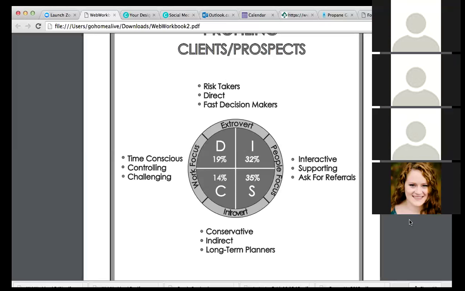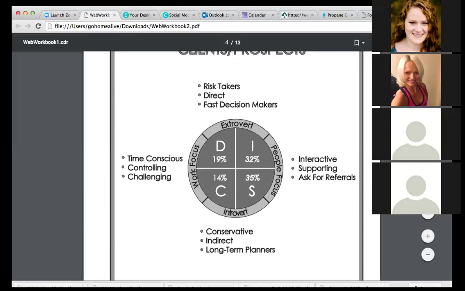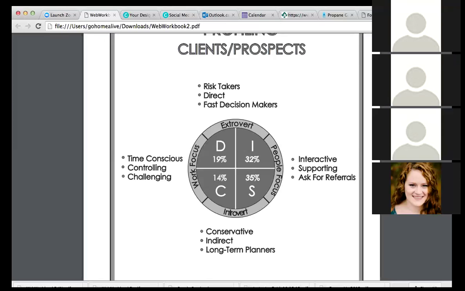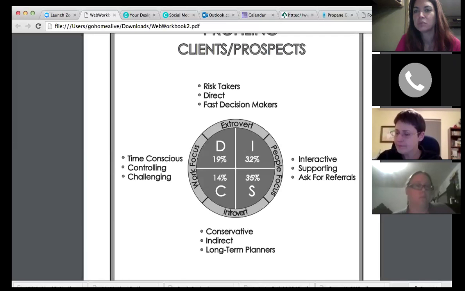So what we want to do, and I's and S's, by the way, are naturally supporting. They're naturally inclined to help you. They want to help you. So when you identify people as an I or an S, you should ask them for a referral every single time you talk to them. Every time. And when you bring people on board that are I's and S's, give them the confidence.